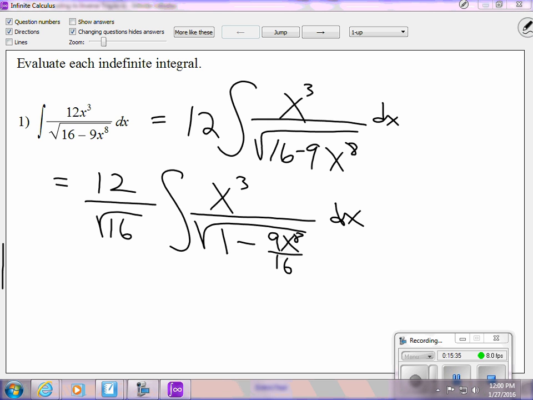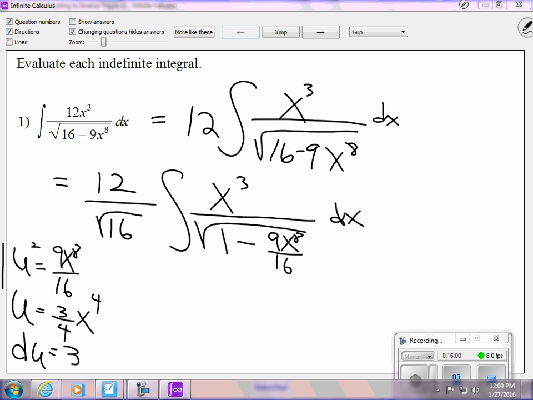Identify u squared. So what is u squared going to equal? 9 over 16x to the 8th. Right. So what does that mean u equals? 3/4 x to the 4th. So what does du equal? 3x to the 3rd. Wow.